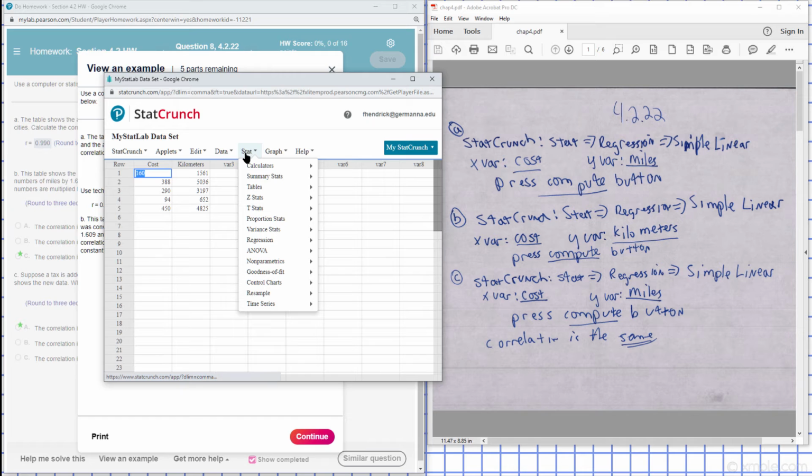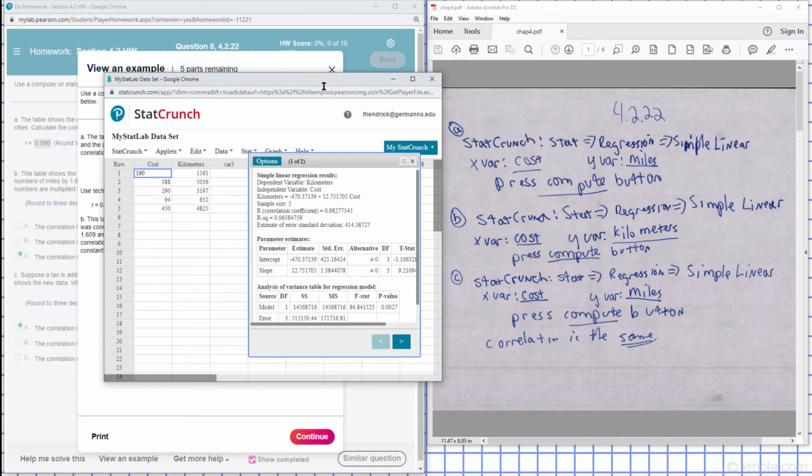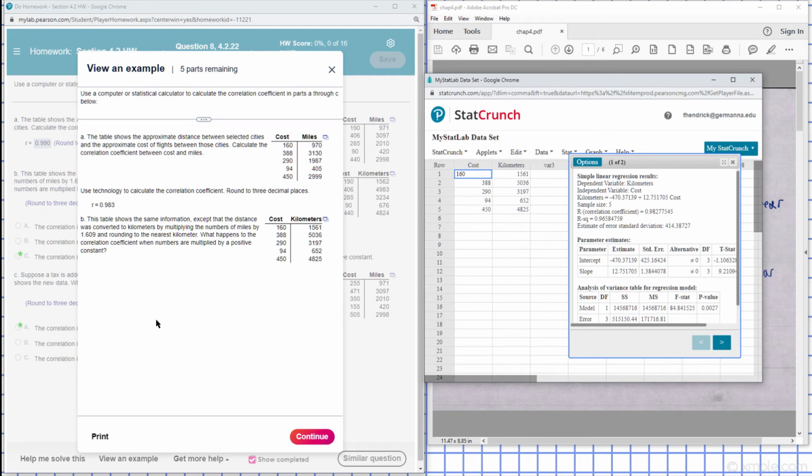StatCrunch, Stat, Regression, Simple Linear. X variable is cost, Y variable is kilometers. You can press the compute button. So what happens to the correlation coefficient? R here, it's the same. It's the same.